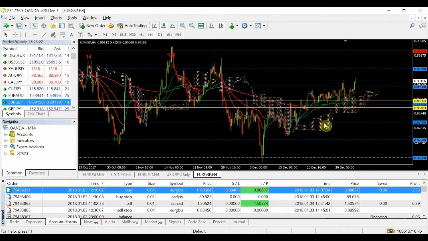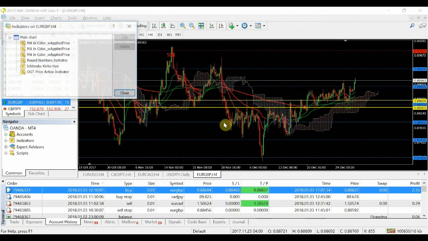When the pin bar formed there, this pin bar here is the pin bar that I was looking at. But let me explain this chart to you, because this chart does look a bit complicated, but every single element on the chart is helping me get to where I need to get to.